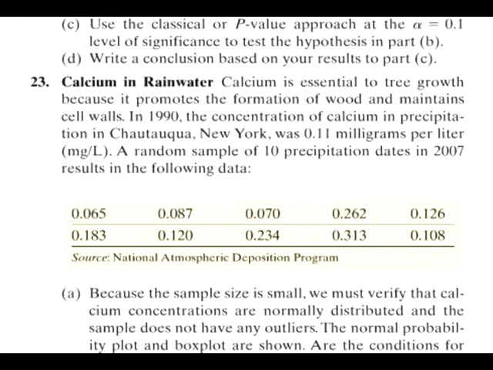A normal probability plot and box plot are shown. Are the conditions for conducting the hypothesis test satisfied? I wouldn't count on a box plot because with a small sample, the box plot isn't supposed to be accurate. So we'll consider those things satisfied. Does the sample evidence suggest that calcium concentrations have changed since 1990? Assume that sigma is 0.08 and use the 0.05 level of significance.